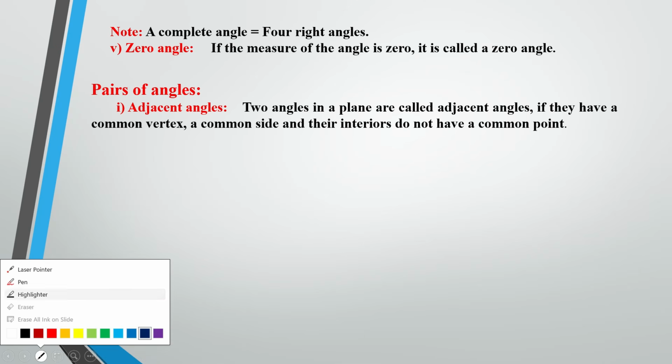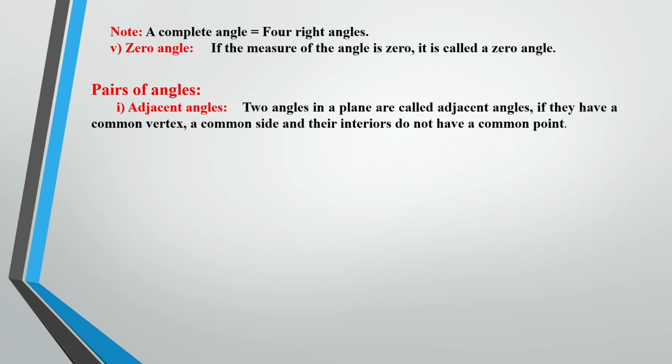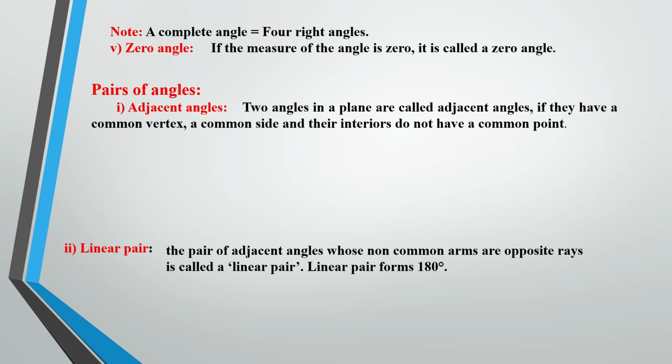Is it clear? So now let us go to the next concept. Linear pair angles. A pair of adjacent angles whose non-common arms are opposite rays is called a linear pair of angles. Linear pair angles form 180 degrees. What is meant by linear pair angles? In two adjacent angles, if the non-common arms form a straight line, then those two adjacent angles are called linear pair angles.